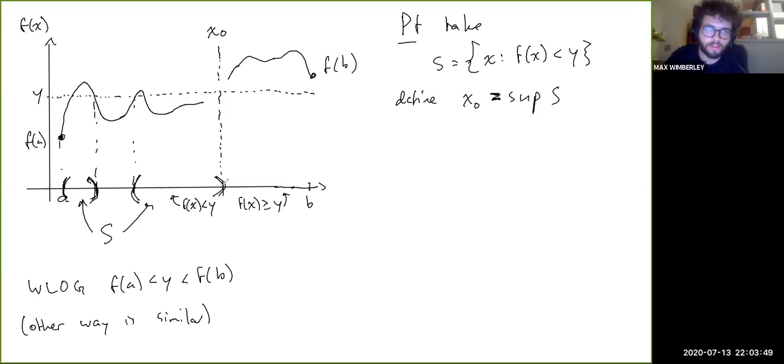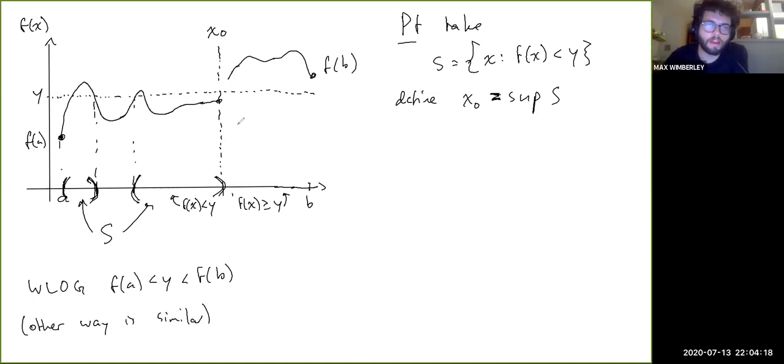So here's x naught. This is the supremum of S. S is these two open intervals, right? X naught is the supremum, so it's right here. And we expect f of x naught to equal y. Let's think about why that has to be true. F of x has to stay less than y on this side. So if it didn't go all the way up and touch y right here, then it would have to hit this line somewhere below. Let's imagine that that happened.